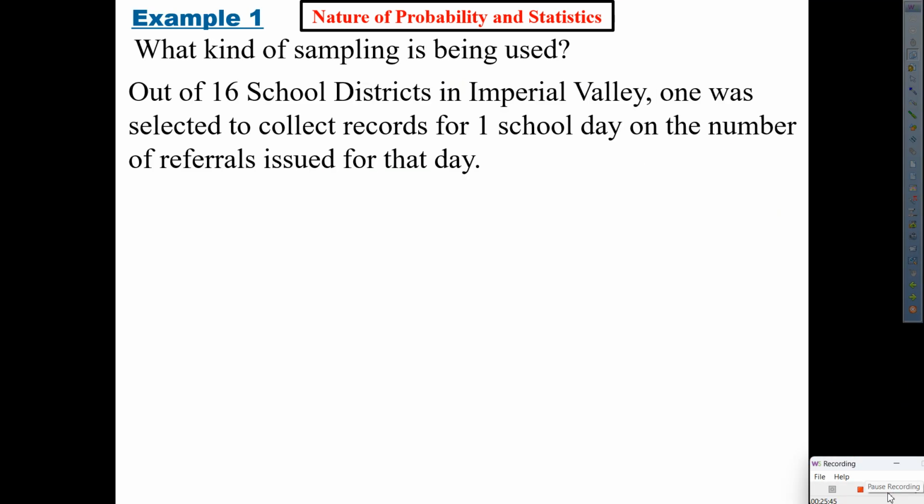Here we go. Example number 1. What kind of sampling is being used? Out of 16 school districts in the Imperial Valley, 1 was selected to collect records for 1 school day on the number of referrals issued for that day. Talk to your neighbor. What kind of sampling is that?